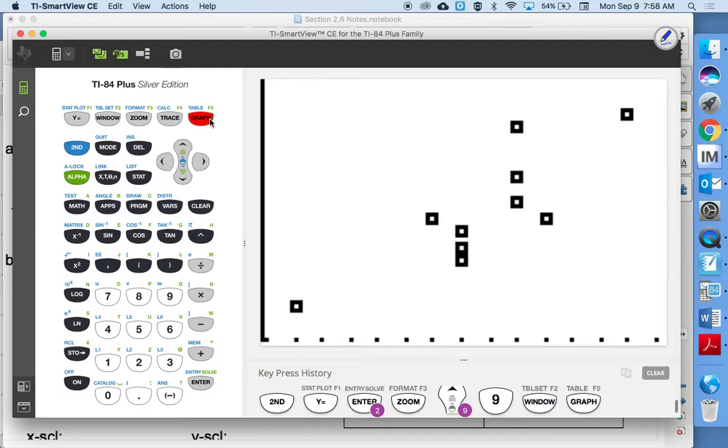So again, look at that last set of directions, and we're going to see if we can get the calculator to make a line that goes through all of our points, or at least in the middle of the points, and that's a best fitting line. So we're going to go back to the stat button.